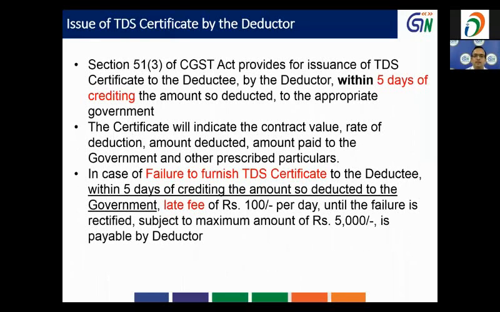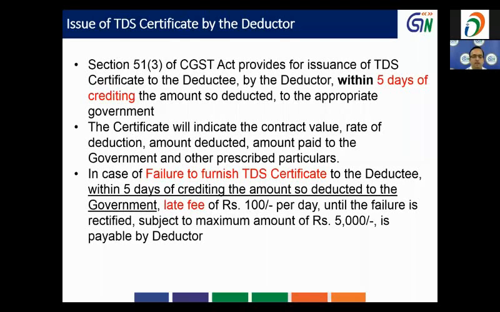As we have discussed, section 51(3) of the CGST Act provides for the issuance of a TDS certificate to the deductee by the deductor within 5 days of crediting the amount so deducted to the appropriate government. The certificate will indicate the contract value, rate of deduction, amount deducted, etc. If there is a failure to furnish the TDS certificate within 5 days of crediting the amount to the government, a late fee of ₹100 per day will be levied until the failure is rectified.